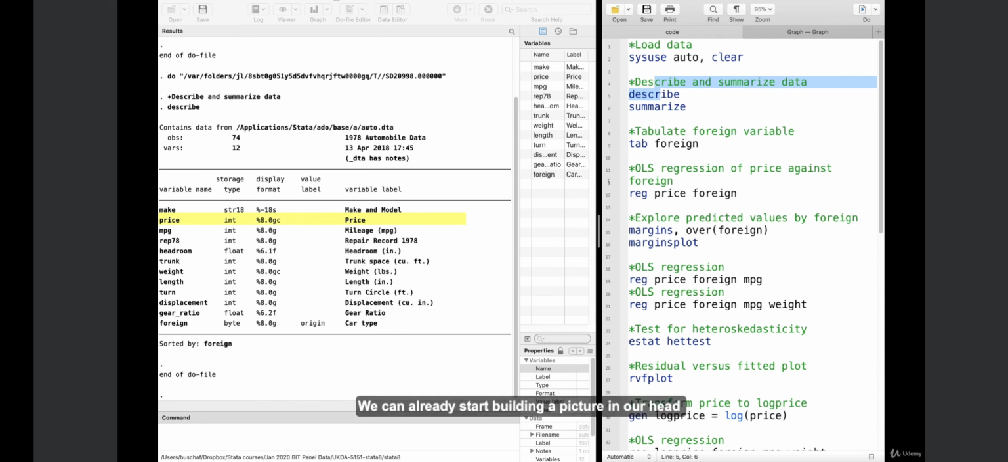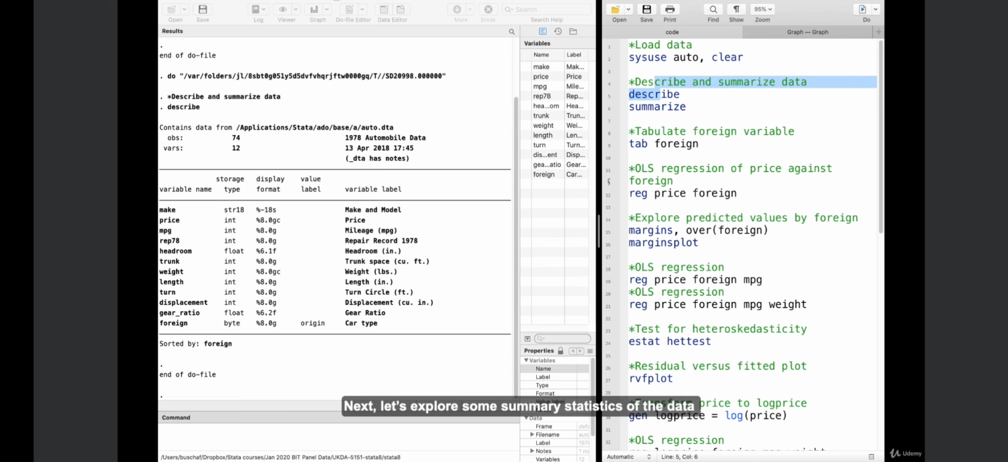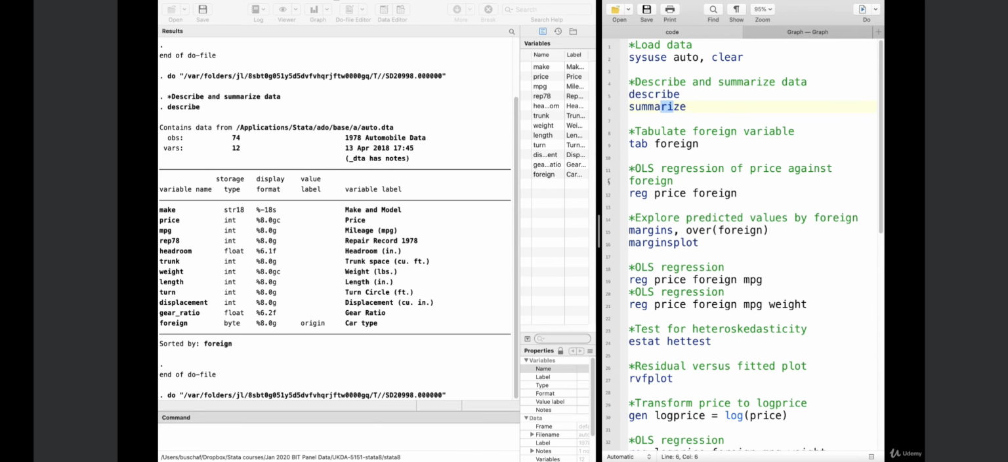We can already start building a picture in our head of what variables might be important in explaining the price of a car. Weight and mileage seem like important variables, whilst turning circle is probably less important to most people who buy cars. Next, let's explore some summary statistics of the data so that we get some idea of how the variables are measured and distributed.